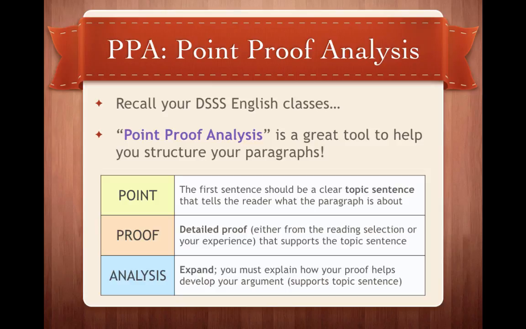Point Proof Analysis is a really great tool to help you structure your paragraphs. Your point would be your first sentence, and that's your clear topic sentence that tells the reader what the paragraph is about. Your proof would be 1 to 2 sentences of your detailed proof, either from the reading selection or from your experience that supports a topic sentence. In the case of the open response questions, you want to make sure you're including proof from the actual reading selection. Then there's the analysis. That's where you expand and you explain how your proof helps develop your argument. And that ultimately supports your topic sentence, and you can throw in that concluding sentence in that section as well. So if you follow this point proof analysis format, you should have no problem filling in the 6 lines.